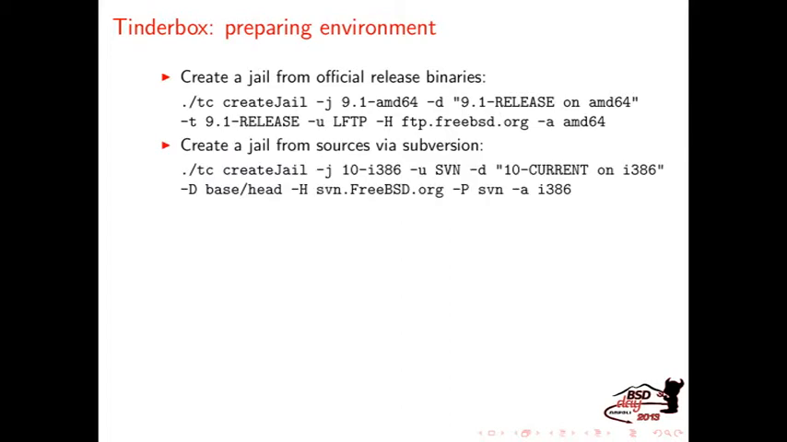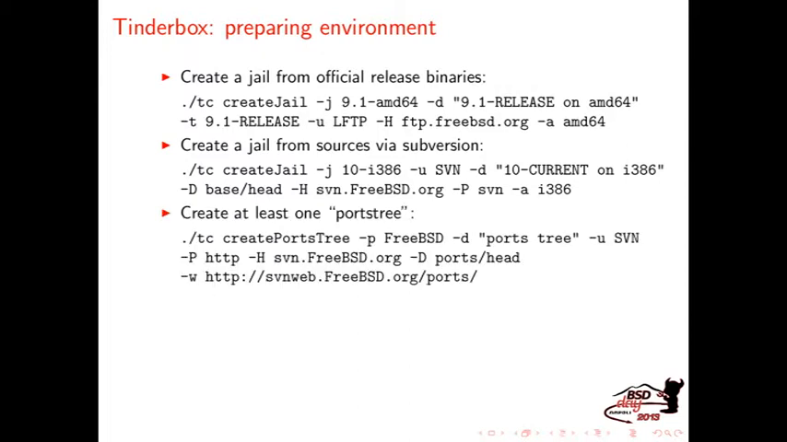Another example, in this case, I'm telling it to download using Subversion with protocol SVN from the official tree, the head of the tree, and compile it for AMD64. In this case, it will compile the whole source and create a jail from it.